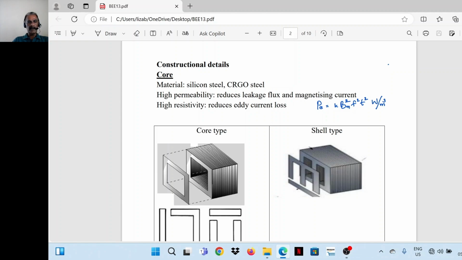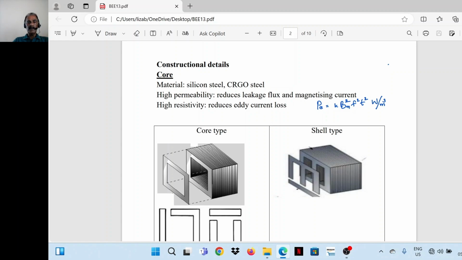So if the material used has a high permeability, the magnetic path will have high permeance and the leakage flux is reduced. If leakage flux is reduced, the induced EMF due to leakage flux will be reduced, or we can say the leakage reactance of the transformer is less. Leakage reactance being less means the voltage drop due to leakage reactance will be less. So by using a high permeability material, there is an overall improvement in the performance of the transformer. And also high permeability material reduces magnetizing current.